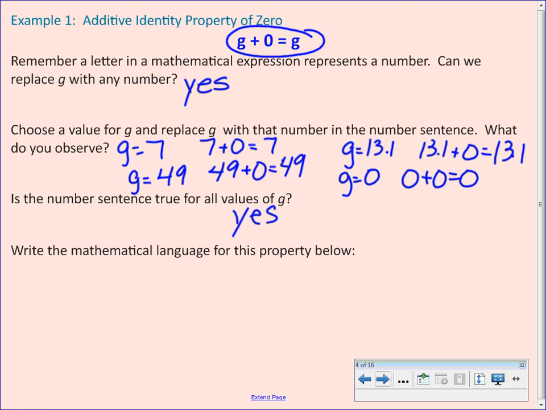What kind of a statement can we say about all of these number sentences? What happens? What's the same with all of them? G kept changing from one equation to the next. But what was the same? What's kind of the rule? What do we see happening here in all of those number sentences?